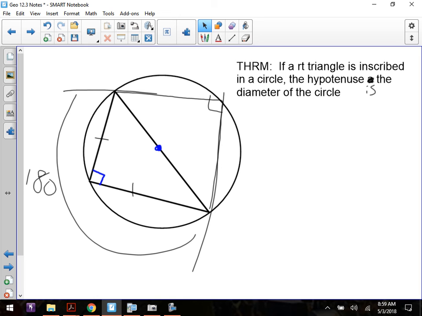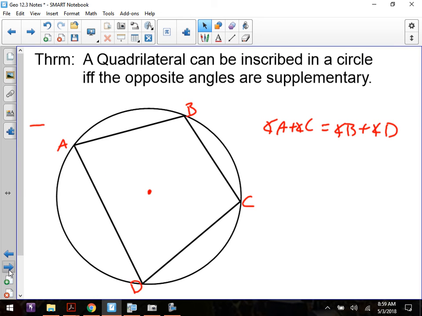Now, excuse me. Let's see, what was the other one in here? A quadrilateral. Now, this again is really, really easy.